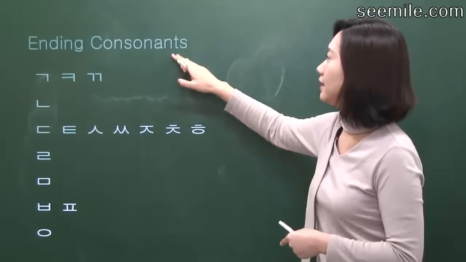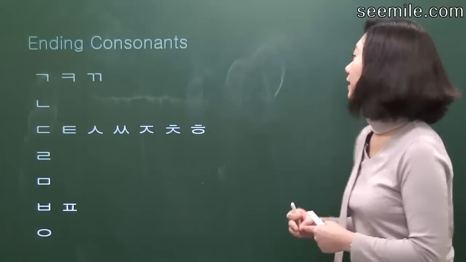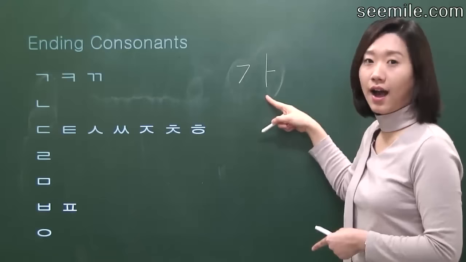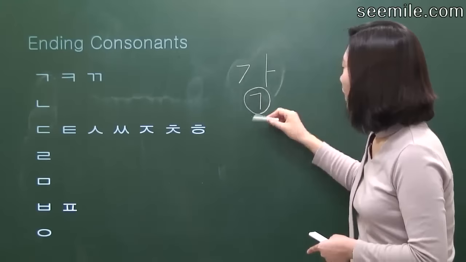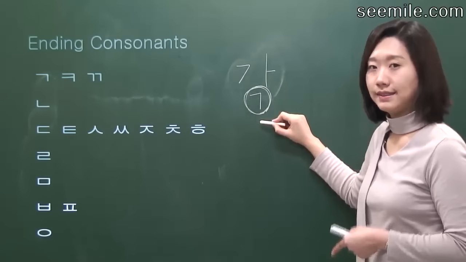Korean consonants can be used at the beginning of the syllable and the ending of the syllable, like this. G plus A is 가. However, these consonants can be used at the ending of the syllable. In this case, this ending consonant has 욱 sound. 욱 sound.